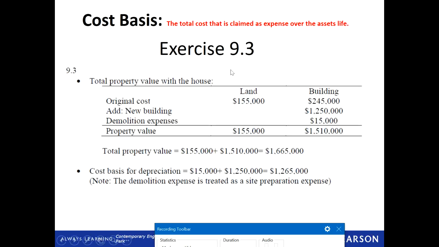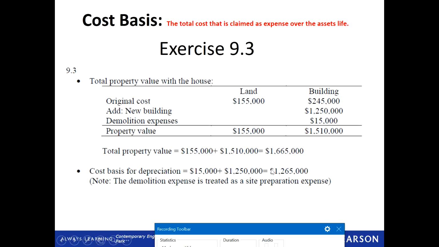Now this is the same thing. The original cost of the land is 155,000. This is the solution, 255,000, which we already know we paid. This was the value of the new building. This is the demolition expense. So now what is the total property value? The whole is the value of the property. This is the first part of the question: what is the value of the property? Land plus the whole building. This is what you have.